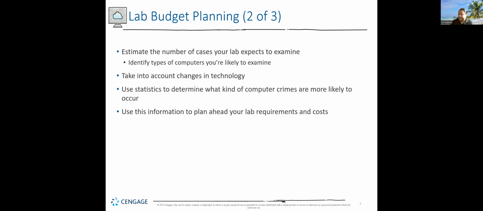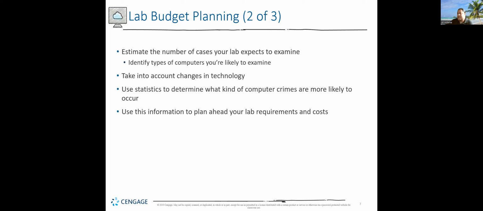Estimate the other cases your lab expects to examine. Identify types of computers you're likely to examine. That's all part of budget and planning. This gets dry, guys. I'm sorry. Take into account changes in technology. Again, I mentioned this happens faster than most people think, but I highly doubt that SATA drives are going to go the way of the dodo in the next year and a half. Or 10 years, still be prevalent.